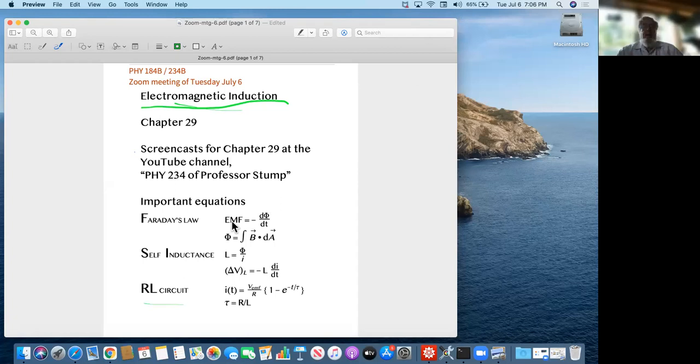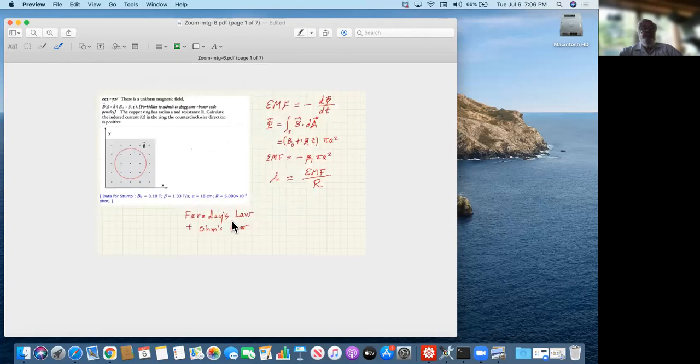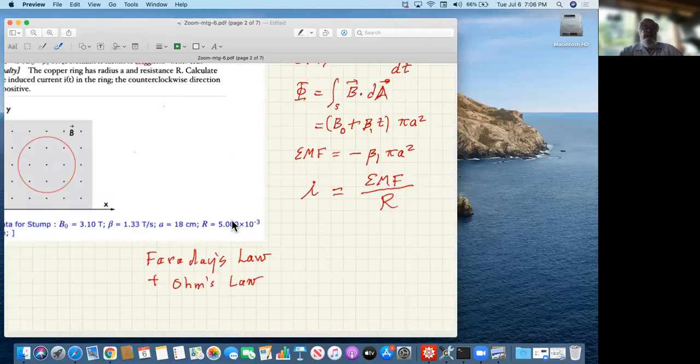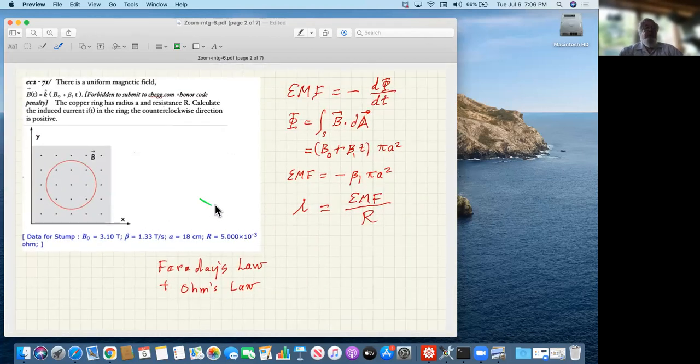All right, so with that little introduction, let's go on and look at some problems from this week's assignment. So here's one of the problems.